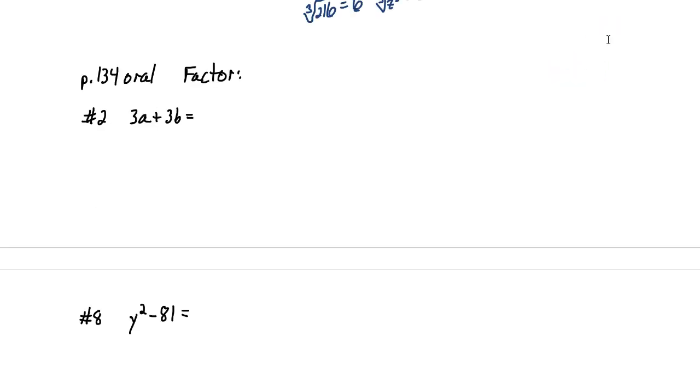Next is page 134. Again, we're factoring. These 2 terms have a greatest common factor of 3. 3 times what is 3a? We need an a. 3 times what is 3b? We need a positive b.